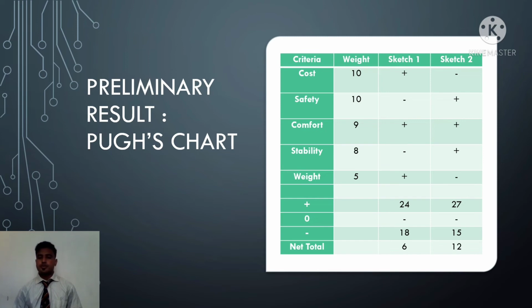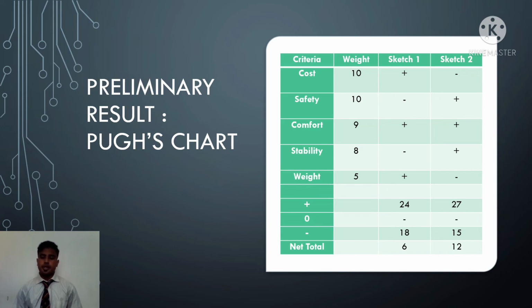For sketch 2, we have more dimension than sketch 1. Thus, sketch 2 will be more expensive than sketch 1. That's why the cost will be negative for sketch 2 and positive for sketch 1. In terms of safety, sketch 2 is safer than sketch 1. In terms of comfort, both designs are comfortable to use. In terms of stability, sketch 2 is more stable than sketch 1.